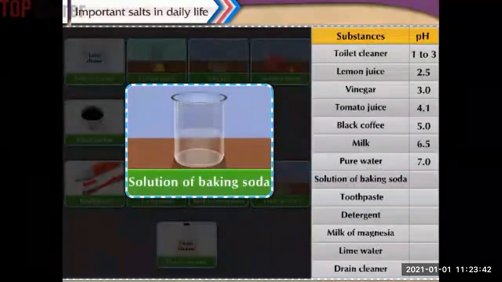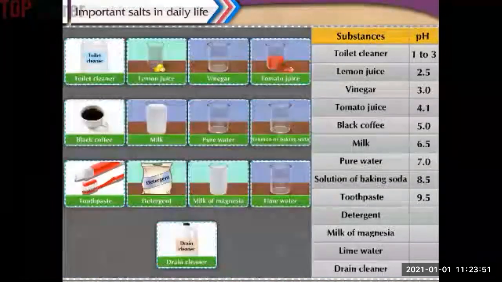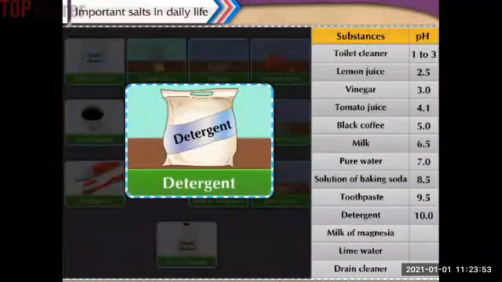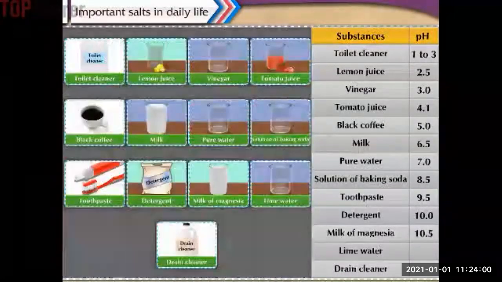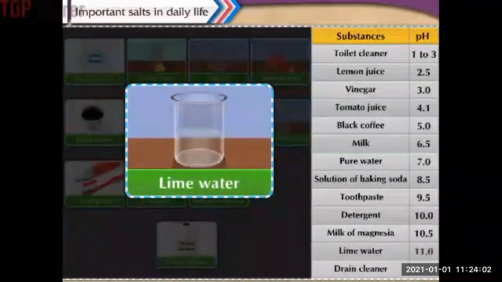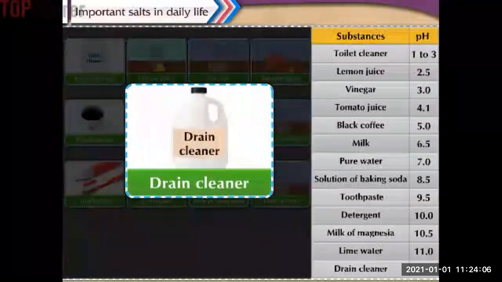Solution of baking soda has pH 8.5. Toothpaste has pH 9.5. Detergents have pH 10. Milk of magnesia has pH 10.5. Lime water has pH 11. Drain cleaner has pH 14.